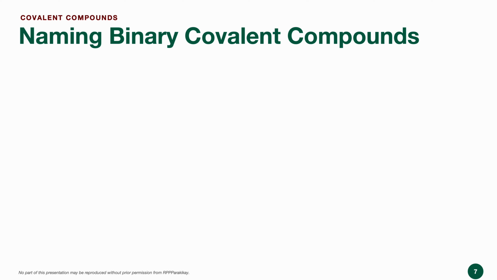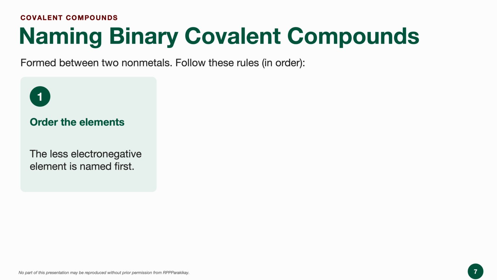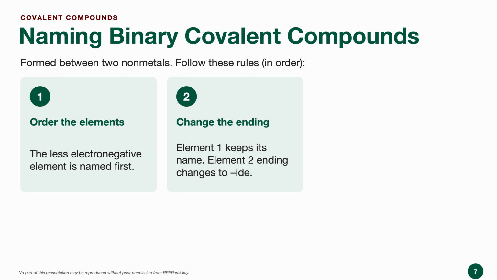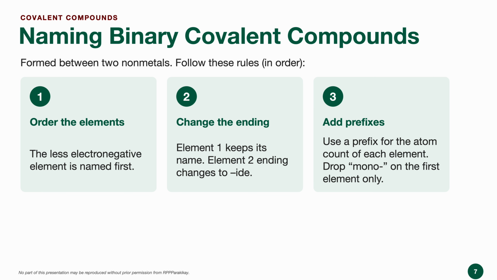Now let's discuss naming binary covalent compounds. Binary covalent compounds are formed from two nonmetallic elements, and we will use the following rules. Number 1, the less electronegative element is named first. Number 2, the first element retains its name, while the second element's name is modified to have the suffix "ide." And number 3, a numerical prefix corresponding to the subscript of each element is applied, but note that the prefix mono is omitted when only one atom of the first element is present.